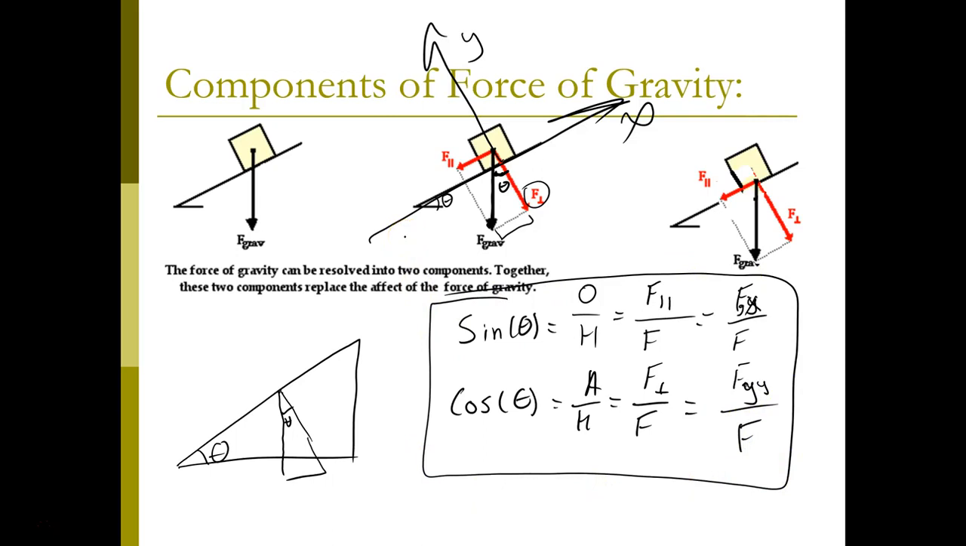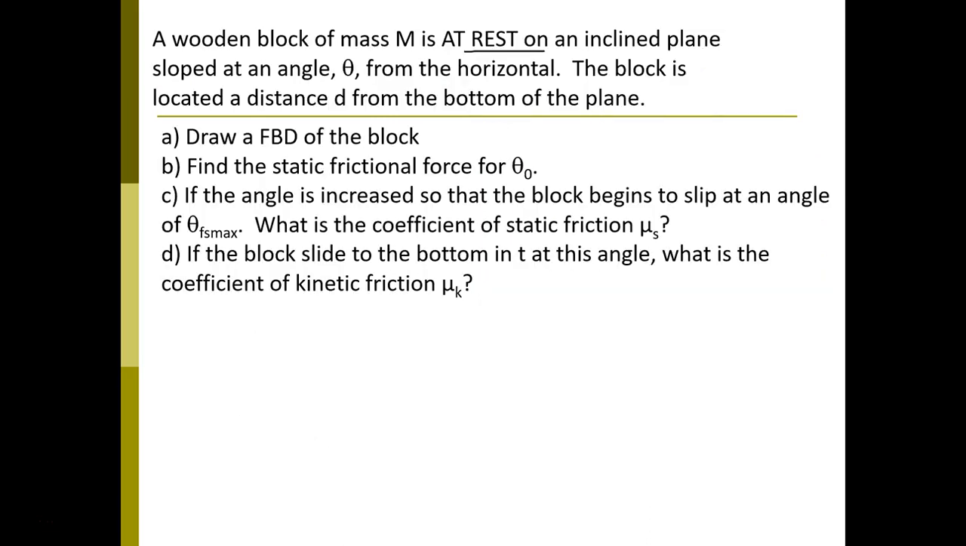So the main part here is that the angle of our incline is the exact same as the angle between that perpendicular component of gravity and the force of gravity itself. And using that, we can define that this is F_gy and this here is F_gx. And we can use that information to determine what the components of our gravitational force are going to be.